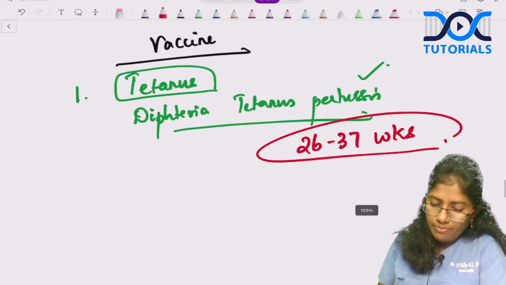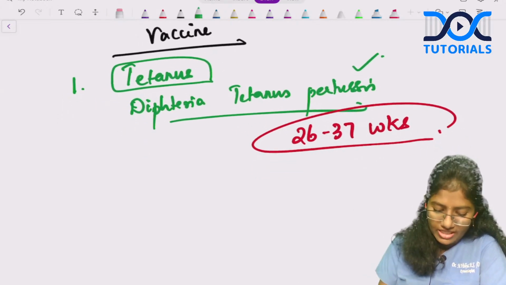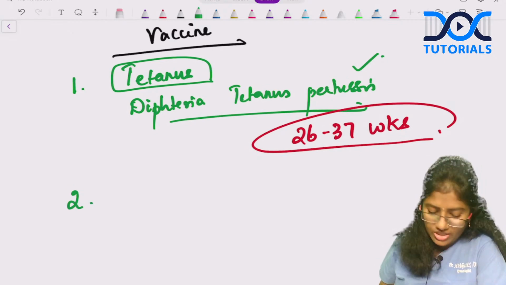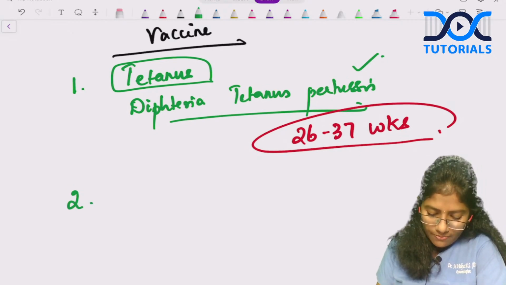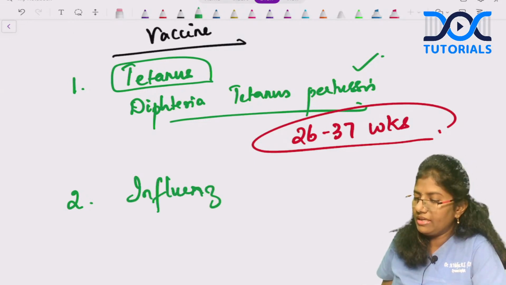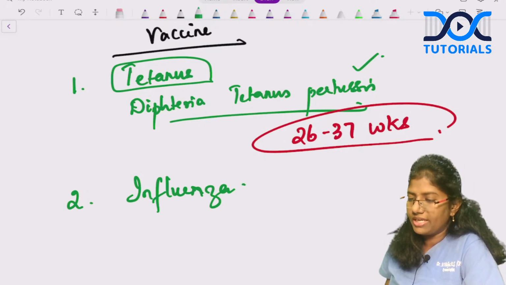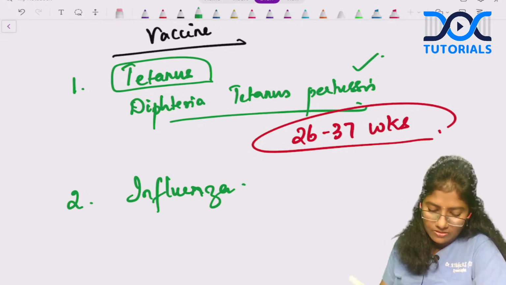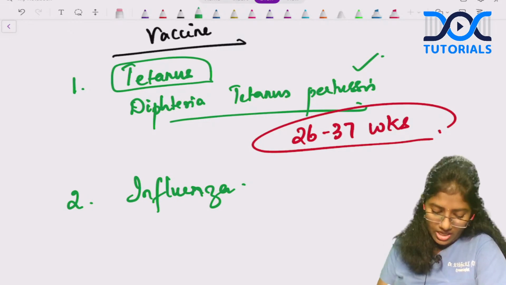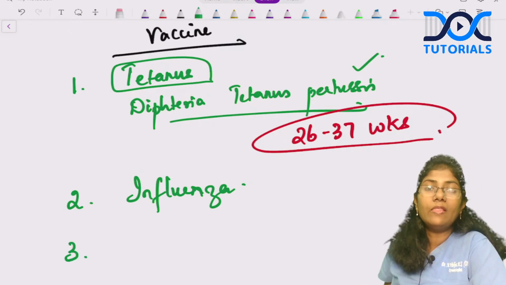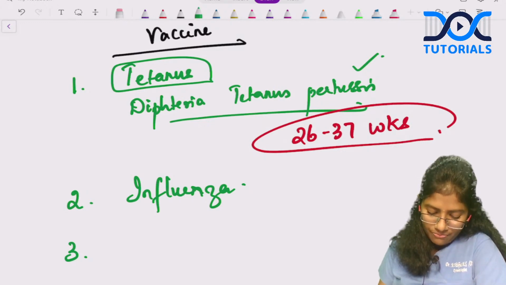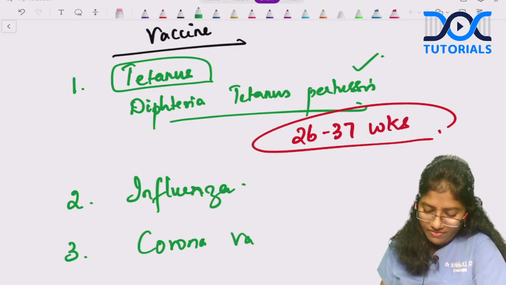The second important vaccine that we usually give during pregnancy is the influenza vaccine. Yes, you're correct, 26 weeks is the perfect answer for the influenza vaccine. The next important and most happening vaccine that can be given during pregnancy is the corona vaccine, the COVID vaccine.